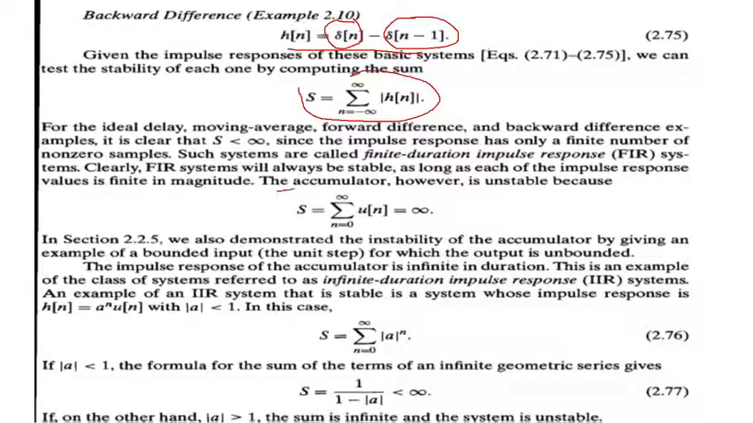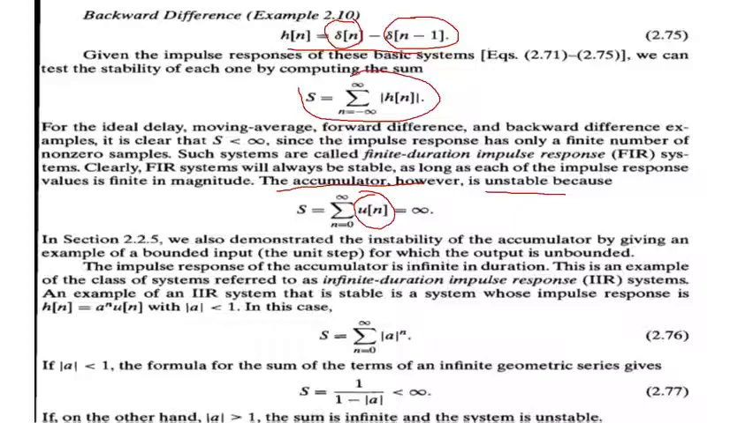If I talk about the stability of the accumulator system, we know that the impulse response of the accumulator system is u of n. If I simply sum them, the accumulator system, however, is unstable, because I cannot add a unit step.